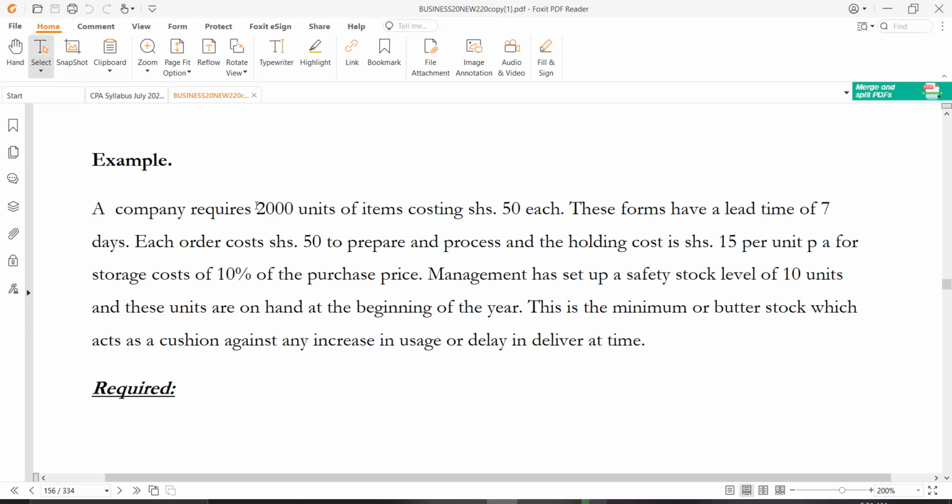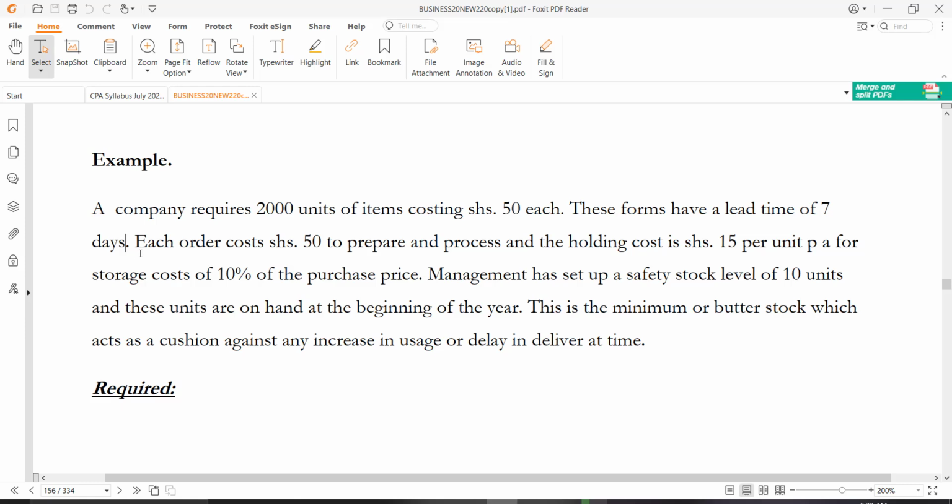Now, these 2,000 units will be our annual demand, costing 50 shillings each. This will be our purchase price. These forms have a lead time of 7 days. The lead time is the time taken from the time we place an order to the time we receive that order. That's what we call the lead time, and in this case, the lead time is 7 days.